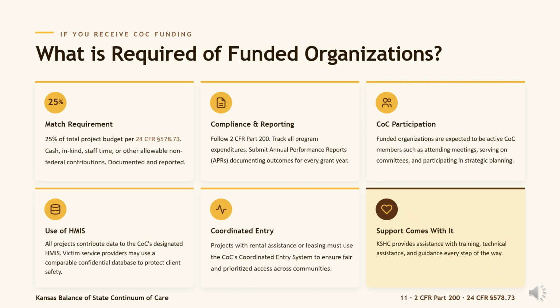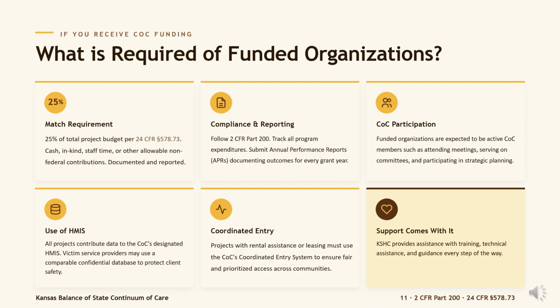What's required of organizations that receive COC funding? There's a 25% match requirement on the total project budget. That match can be cash, in-kind services such as staff time, or other allowable non-federal contributions. It has to be documented. Funded organizations are subject to federal compliance and reporting requirements under 2 CFR Part 200. All program expenditures must be tracked, and annual performance reports, APRs, are submitted for every grant year.